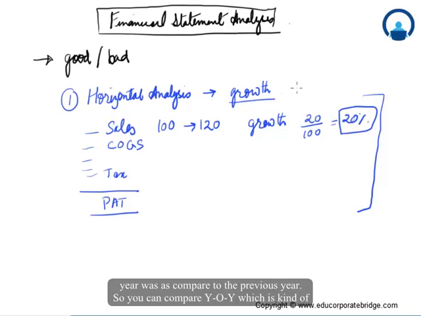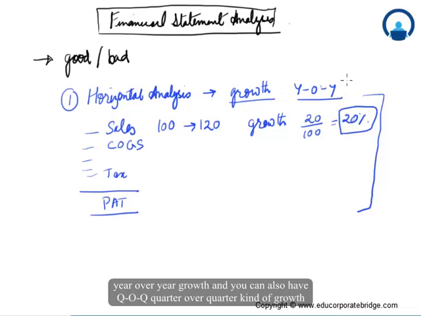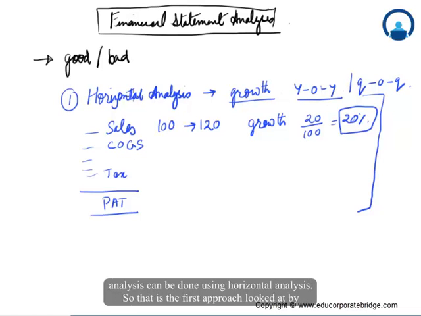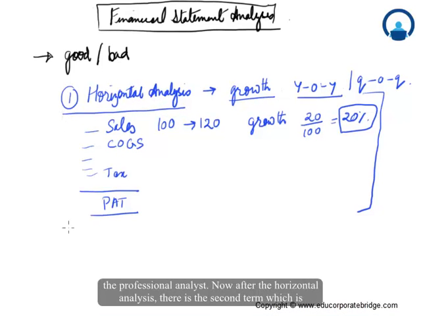So you can compare YOY, which is called year over year growth, or you can also have QOQ, quarter over quarter growth analysis using horizontal analysis. So that's the first approach looked at by the professional analysts.